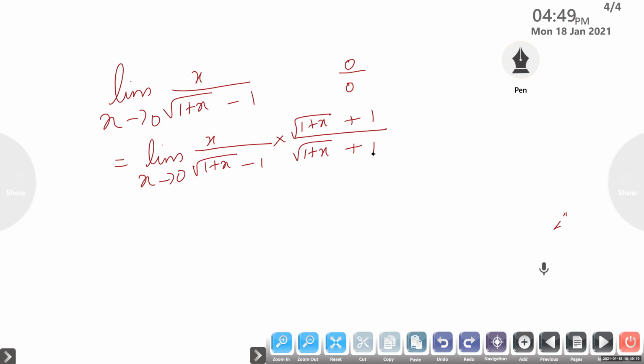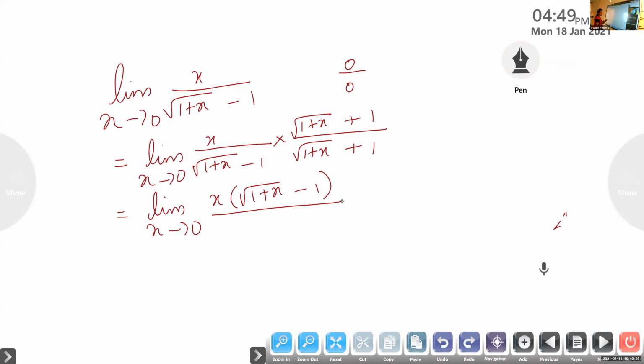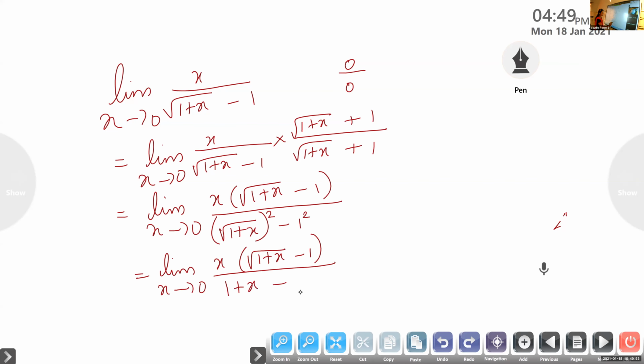Ma'am, 2. Aditya Satyan, it is 2. Okay, let's check this answer. So when you rationalize it, limit x tending to 0, x into root of 1 plus x plus 1 by the denominator takes the form a plus b into a minus b. So it is a square minus b square. Which is same as limit x tending to 0, x into root of 1 plus x plus 1 by 1 plus x minus 1. So here plus 1 minus 1 will get cancelled. Again this x will get cancelled.